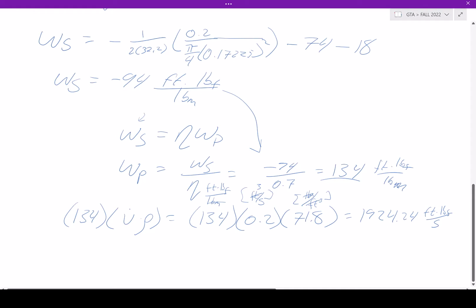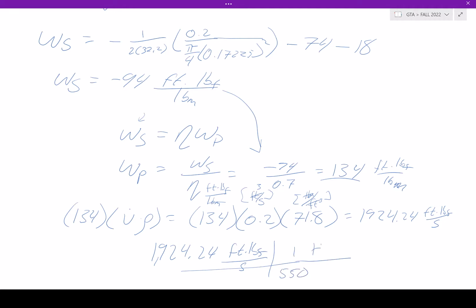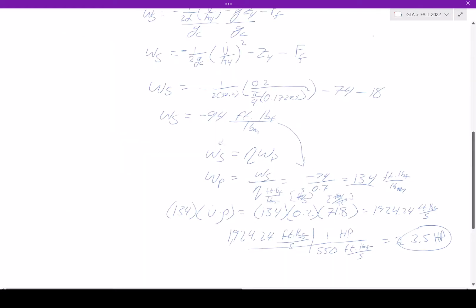And to convert that, you need to go to horsepower. So it is 1,924.24 over a second, and you just divide that by 550, because it's 1 horsepower for every 550 feet pound force per second, and this is just something that you can Google. So dividing that by 550 should get something around 3.5 horsepower. Okay, so you should get something around that.